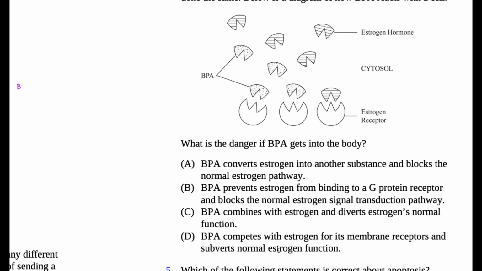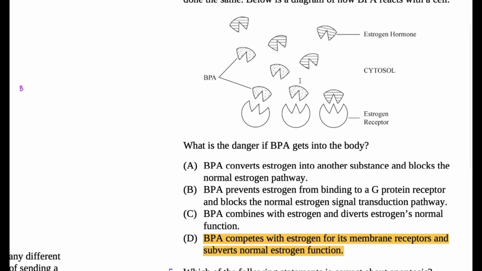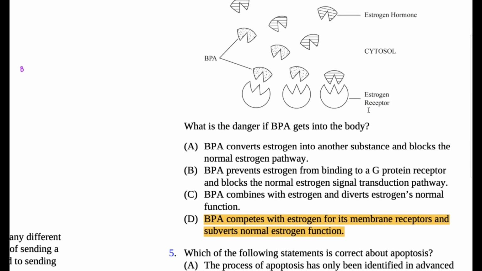BPA competes with estrogen for its membrane receptors and subverts normal estrogen function. What does subvert mean? Subvert means to decrease the function. Okay, so D is the correct answer here, right? Because you see that it competes, right? Less estrogen hormones are being able to bind with the receptor, right? So the normal estrogen function will be subverted. Okay, next.